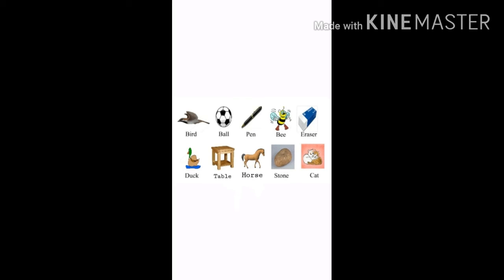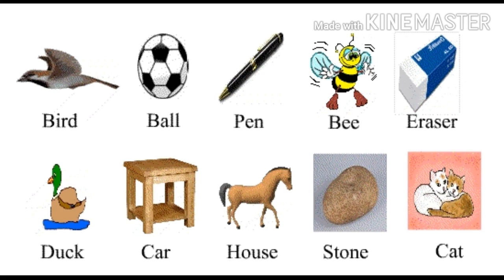So, children, after seeing the difference between living and non-living, you would have understood the living and non-living things. Can you see this picture and identify the non-living thing? So, students, let me tell you the answer. Number 1, ball. Number 2, pen. Number 3, eraser. Number 4, table. And last, it's stone. So, the things that are marked are non-living and remaining are called as living things.